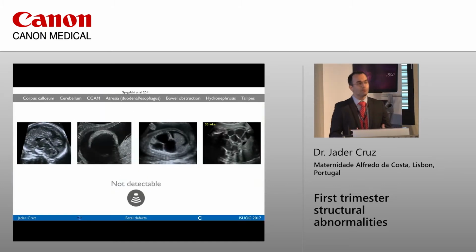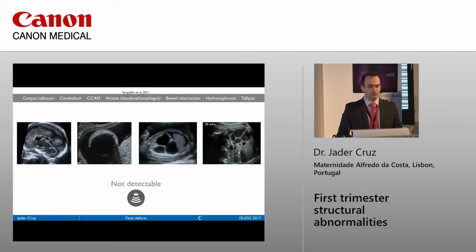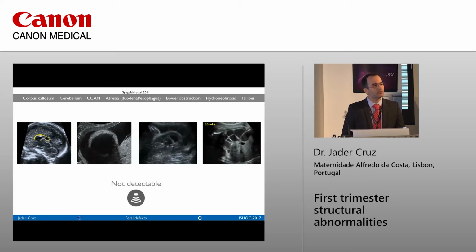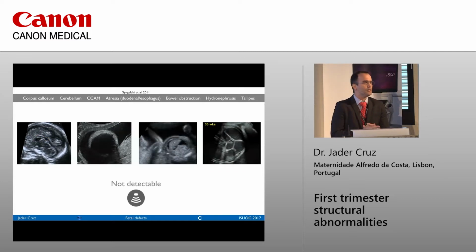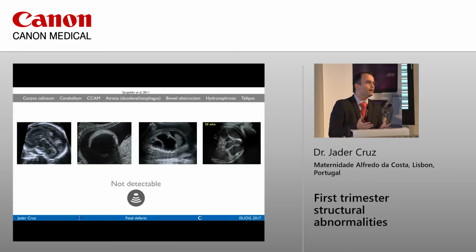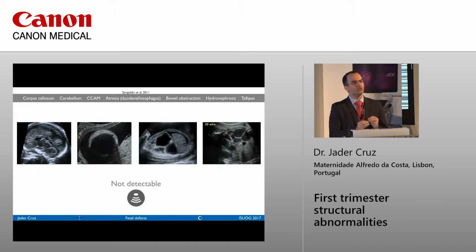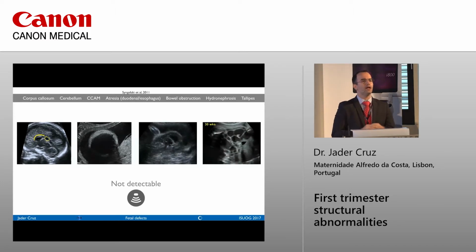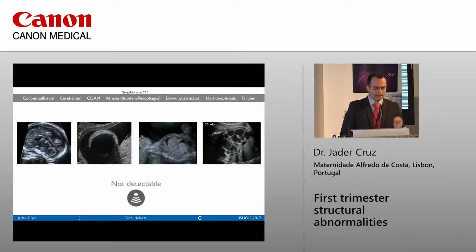These are examples of abnormalities that you are not going to see in the first trimester. You're not going to see, for example, abnormalities of the corpus callosum. That's simple, because the corpus callosum is not there in the first trimester. If the organ you are looking for is not there, you cannot detect an abnormality. There are studies that show some markers you can use to suspect it, but you cannot really detect the structural abnormality of the corpus callosum.